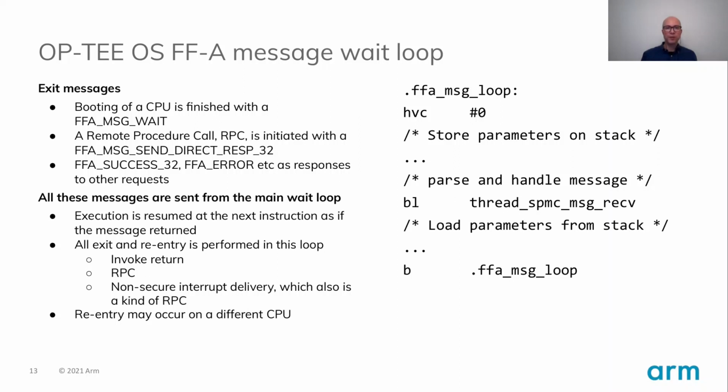The loop is entered the first time when we signaled the CPU has completed boot with FFA message wait, and not left again unless we have a yielding request. Yielding requests are the ones that may do remote procedure calls or RPC. Those requests are the only ones that can be interrupted by a non-secure interrupt. When doing an RPC, we may very well return on a different CPU, so the state is saved in a way that it can be resumed by any CPU.